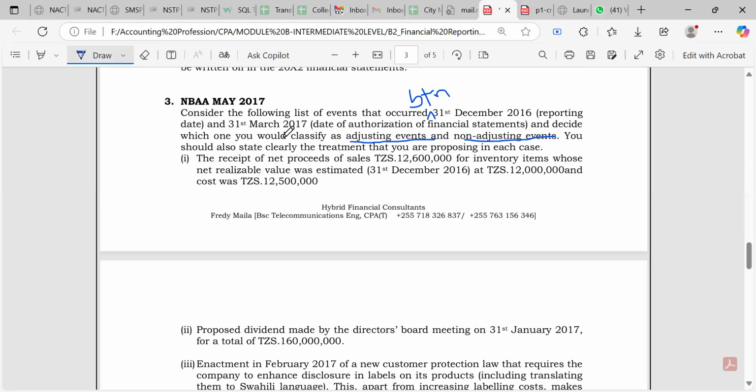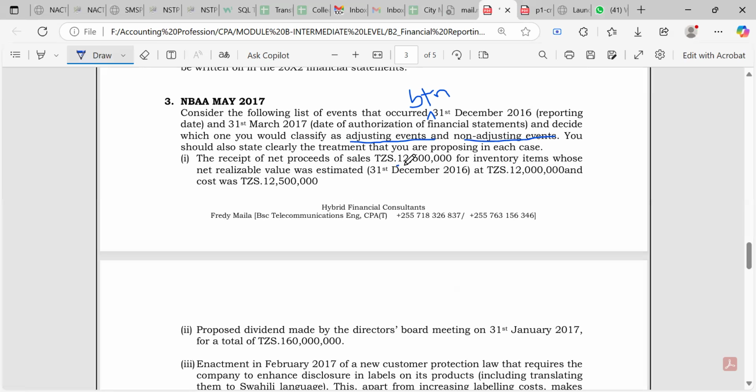Okay, A, Roman 1, we're told the receipt of net proceeds of sales, 12 million, for inventory items whose net realizable value. Okay, we see the receipt of net proceeds of sales. Okay, it's an adjusting event, of course. It was after the year end. We have sold the inventory, it seems, right, and you have received how much?